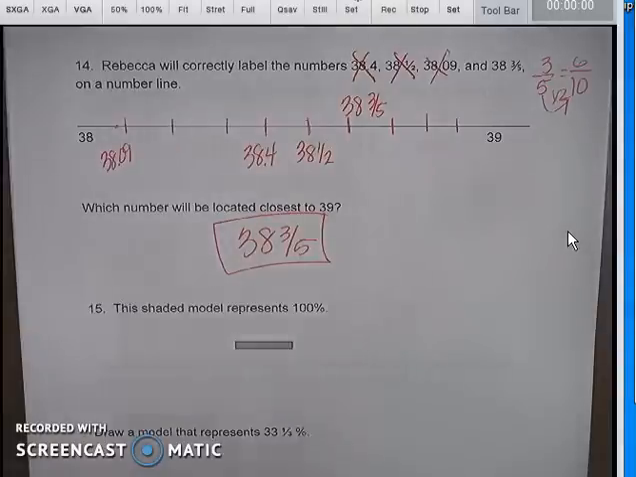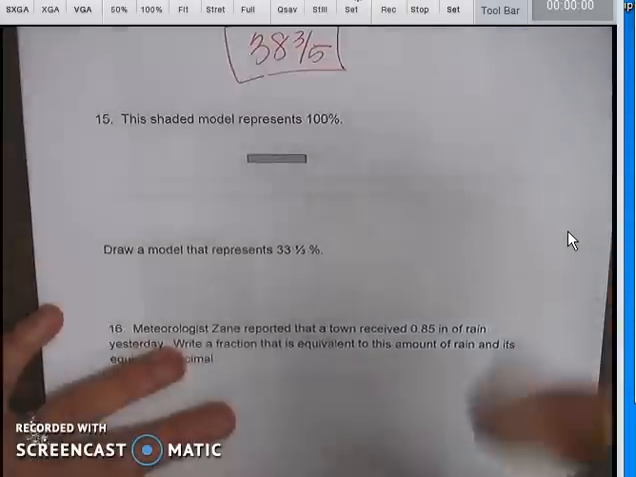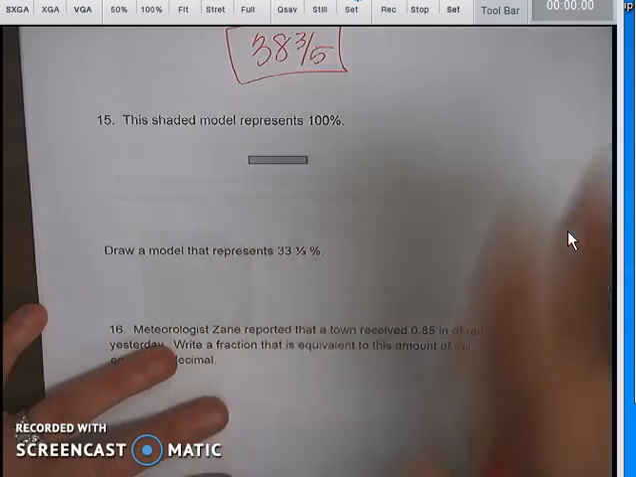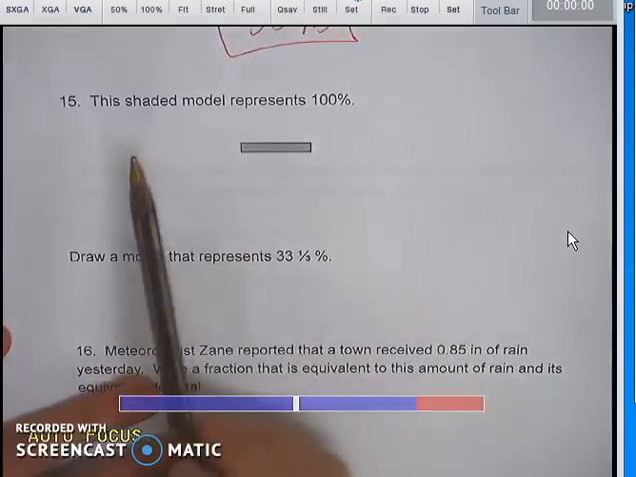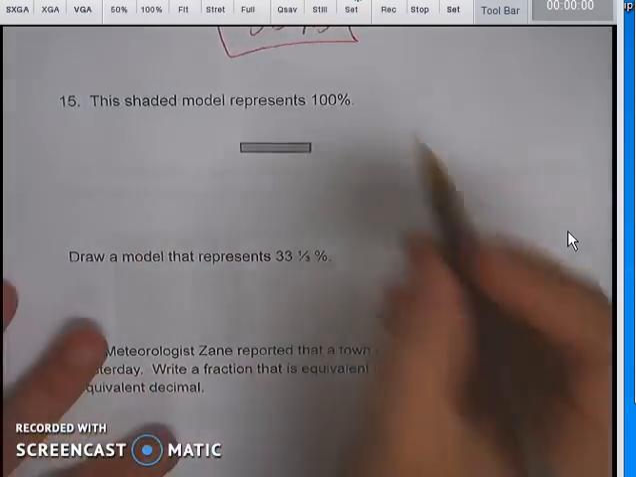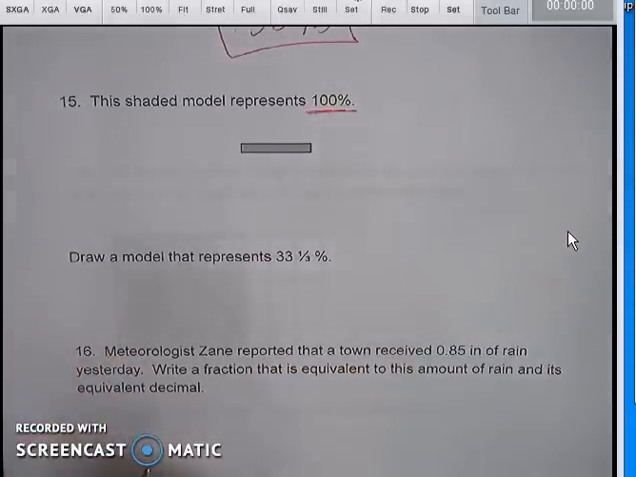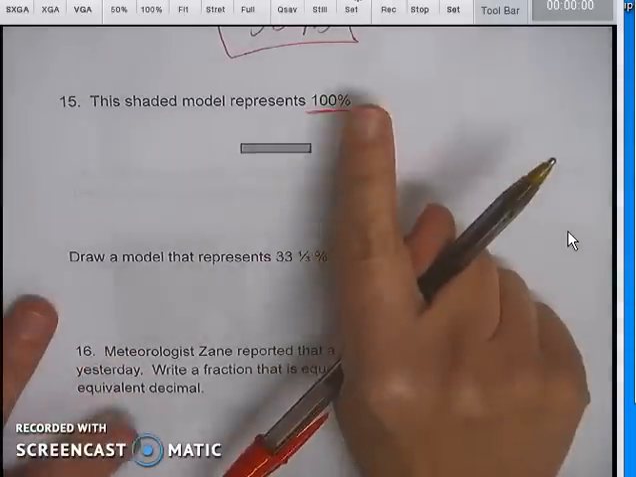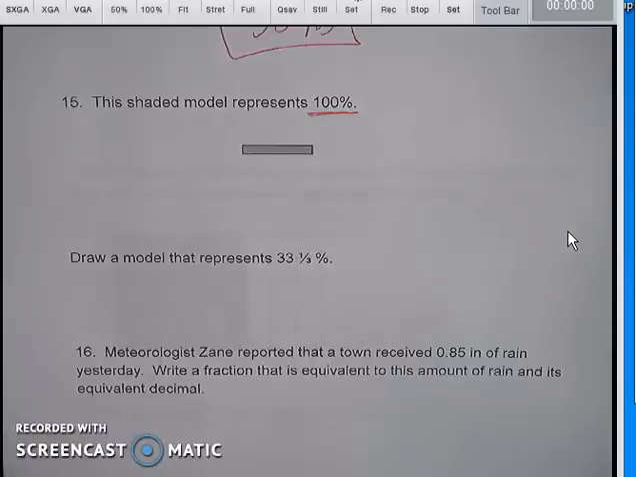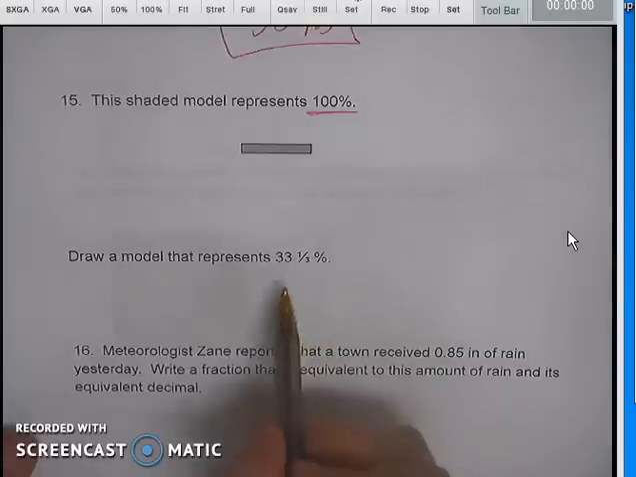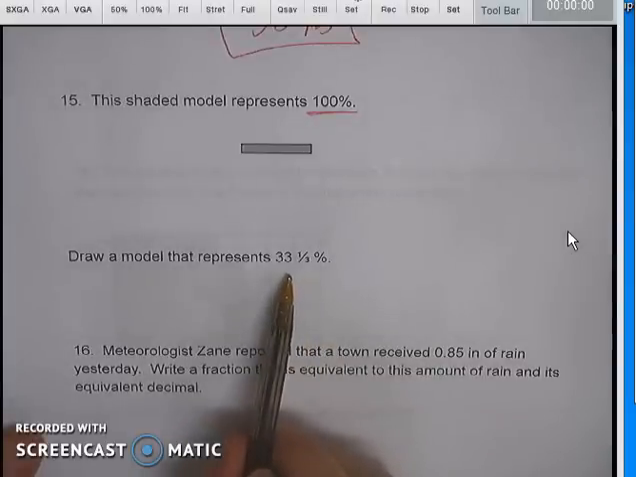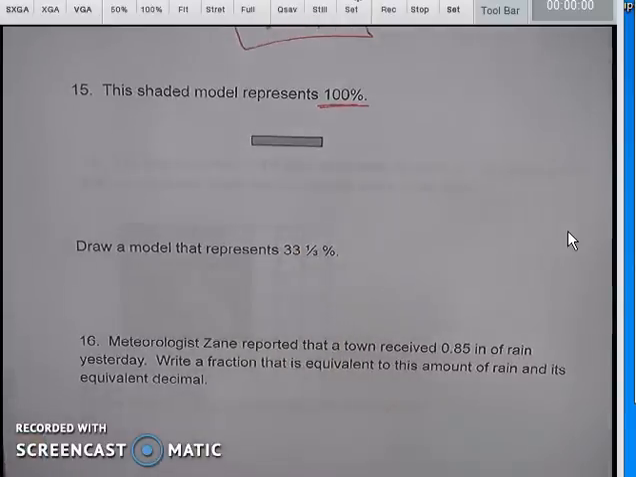Pretty easy, huh? Okay, number 15. The shaded model represents 100%. So this entire thing represents 100%. The whole thing is 100%. That's one whole. This represents one whole. This says draw a model that represents 33 1/3%. Okay, this isn't 33 wholes. This isn't 33 1/3 of another whole. This isn't even 3 wholes. This is not even one whole.